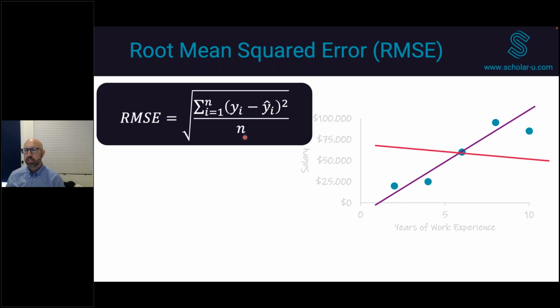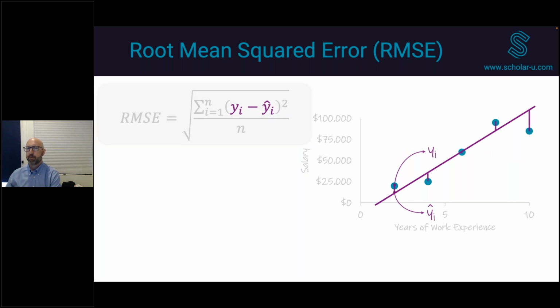So let's start using the purple line and see what we have here. The first part of the equation says y sub i minus y sub i hat. So what does that mean?